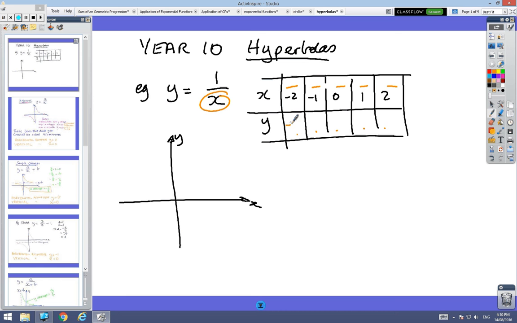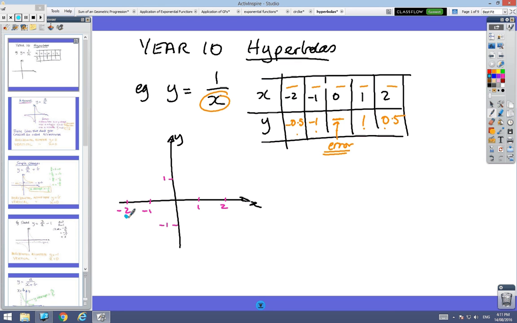So you should have got minus 0.5, minus 1. Now this one here, your calculator would have given you an error message, like unable to be done. So you get an error message, so there's no answer there. 1 over 1 is 1, and 1 over 2 is 0.5. Okay, so let's see if we can actually sketch what that looks like. Okay, so we've got minus 2, minus 1, 1, 2, and the only values we've really got are 1 and minus 1.